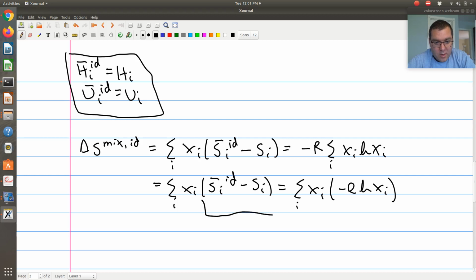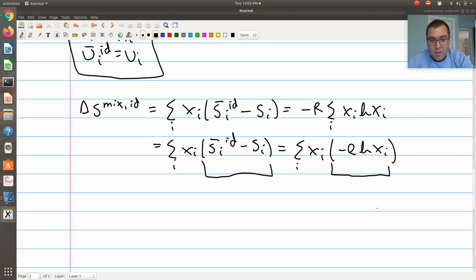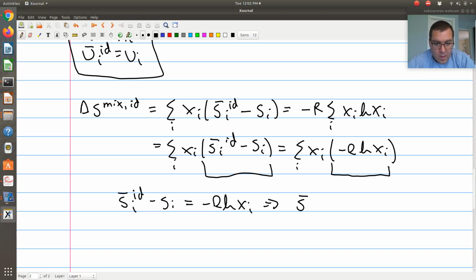In order for these two expressions to be consistent and equivalent with each other, it must be that my terms in parentheses are equivalent. So S bar i ideal minus Si is equal to negative R log xi. Therefore, S bar i ideal is equal to Si minus R log xi.